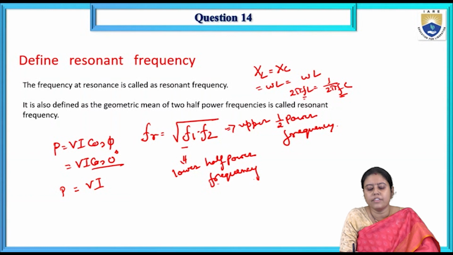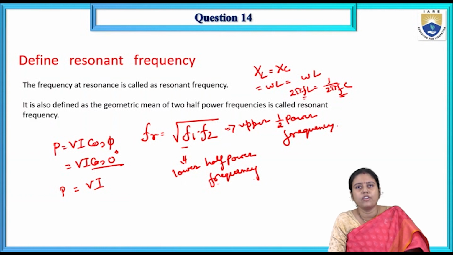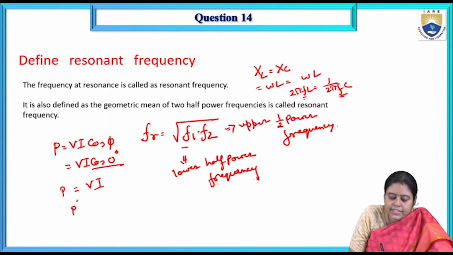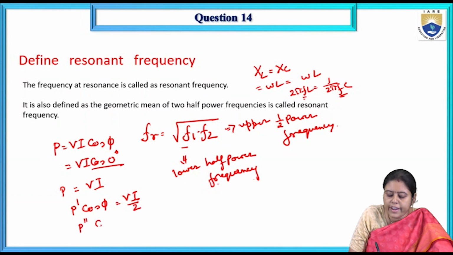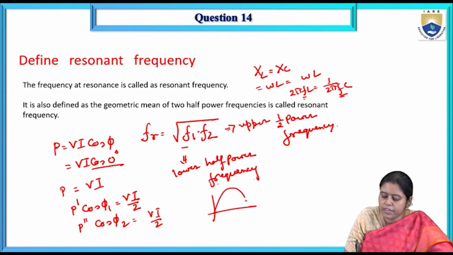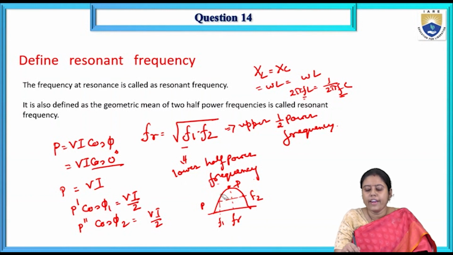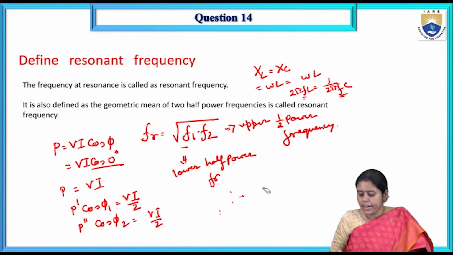What is the lower half power frequency? The point at which we will get the half power, meaning P by 2 or VI by 2. So at cos phi 1, we will get the value VI by 2, and at cos phi 2, we will get the upper half, meaning the opposite side of the half, because this is an AC circuit. So this is the resonant frequency, where we are getting the maximum power. Half means this is our F1, this is our F2. So the resonant frequency is equal to the square root of F1 and F2.